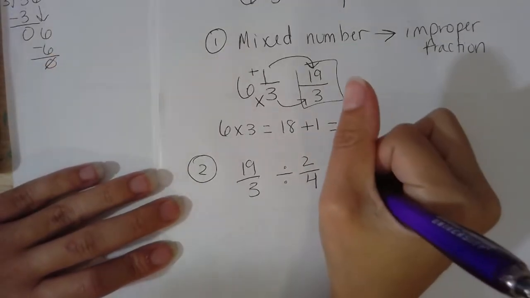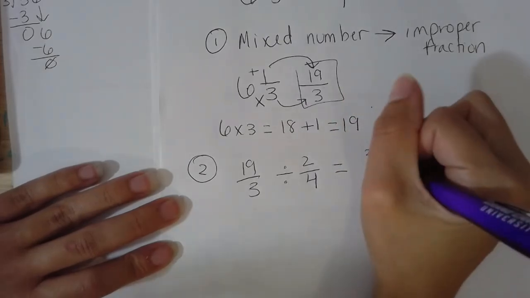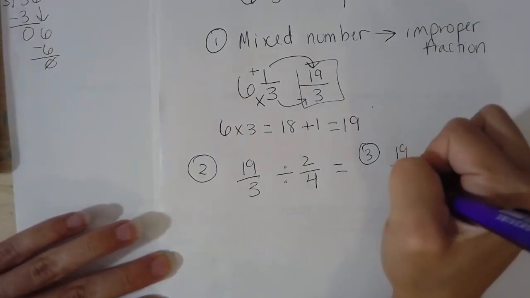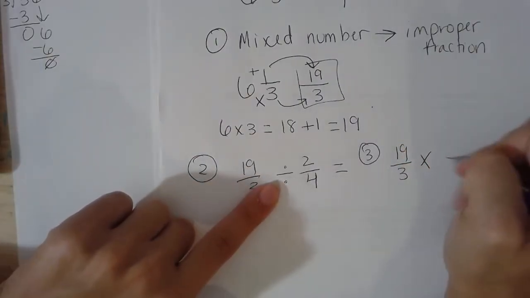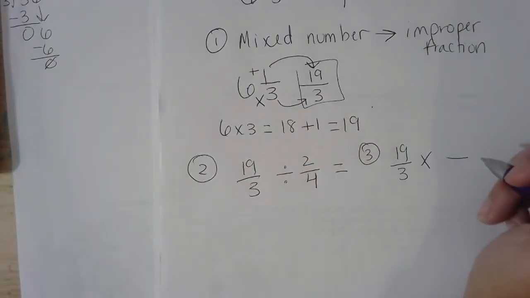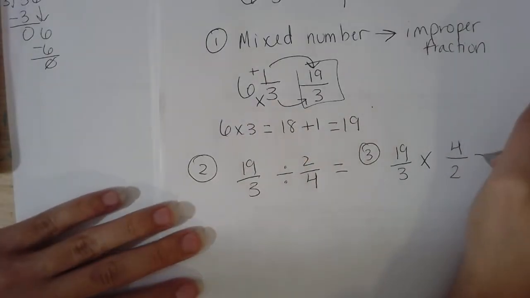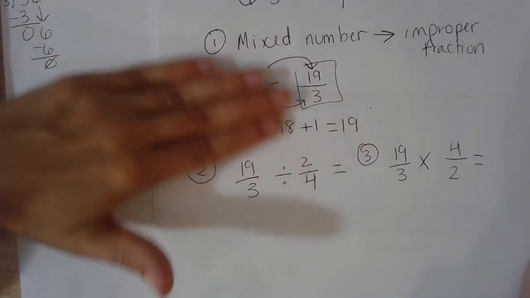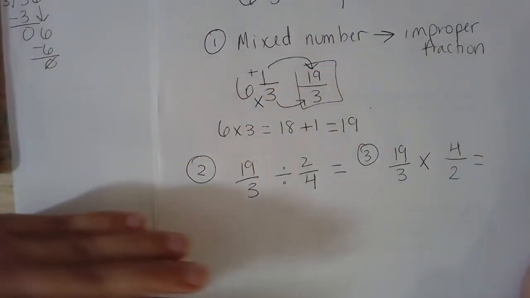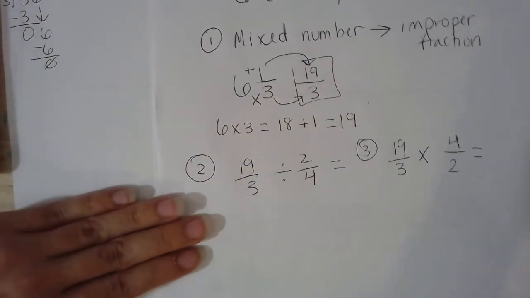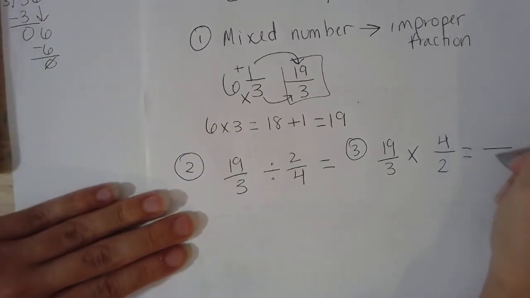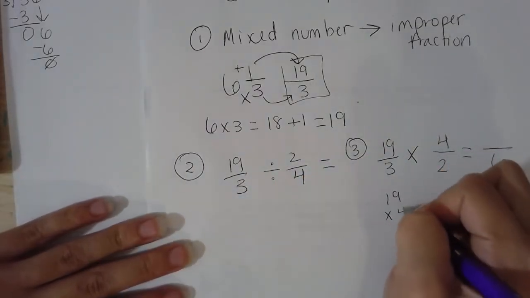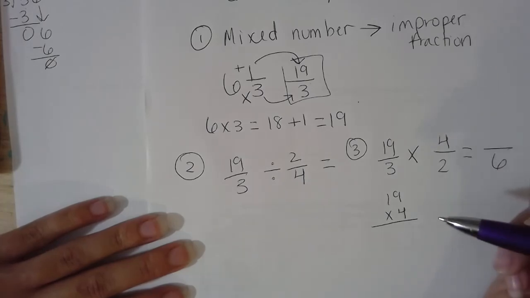So what I'm going to do next is keep, change, flip. So I'm going to keep my first value. I'm going to change this to multiplication, and then I'm going to flip, find the reciprocal of my second value. Again, I get to multiply straight across. After I change this mixed number into an improper fraction, this is not any different than what we've been practicing. So 3 times 2 is 6. It's okay if you can't do 19 times 4 in your head. And it's always best to double check yourself anyway.